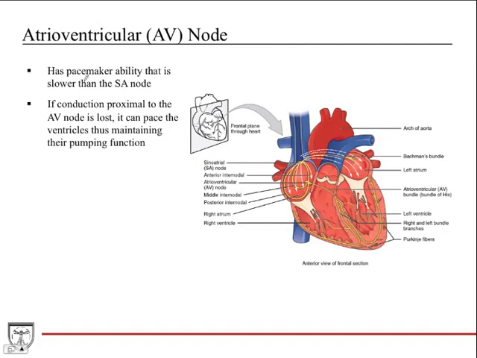It also has pacemaker ability. It's slower than the SA node. Say for some reason the SA node was to become damaged, or there are blood vessels that feed the SA node and they were to become blocked off, so you'd develop ischemia in this region. For whatever reason, if the SA node becomes compromised, the AV node can actually act as a pacemaker, but at a much slower rate than the SA node. The idea of this is just to maintain the pumping action of the ventricles, to essentially keep the individual alive. This is kind of a survival mechanism. If you were to lose that SA node, you can still be kept alive, theoretically, by this AV node.